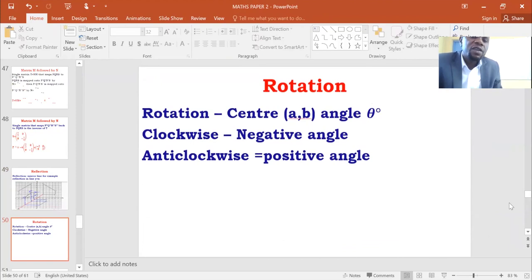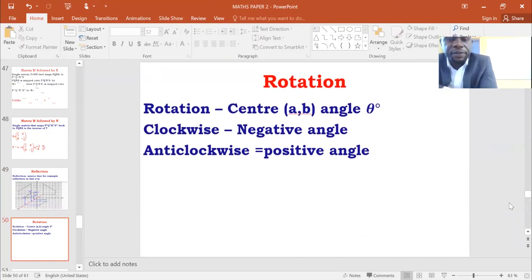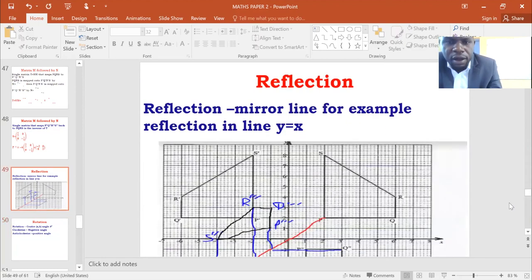Now, when you are asked to describe a transformation, if you have to describe a reflection, you have to state the mirror line. That means that you say reflection in line y is equal to x, or reflection on the x-axis, or reflection on line y is equal to 0. That is when you fully describe a transformation. A reflection, you have to state the mirror line. You give the equation of the mirror line.